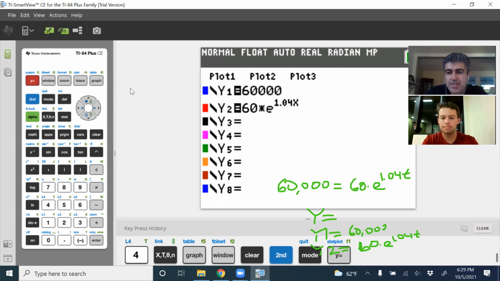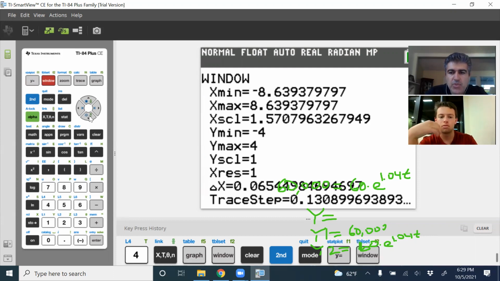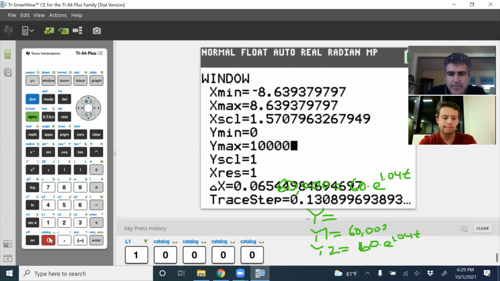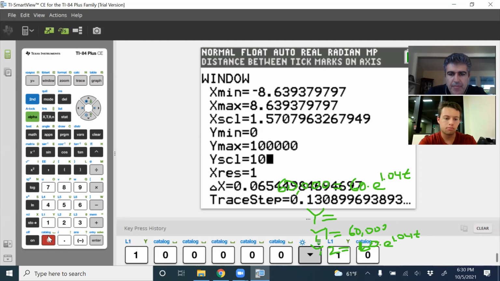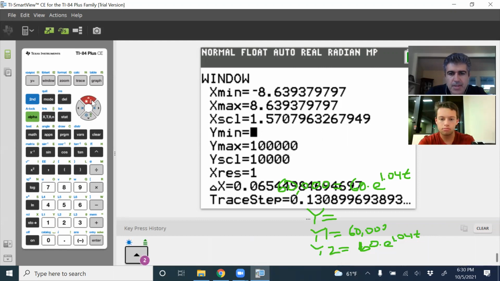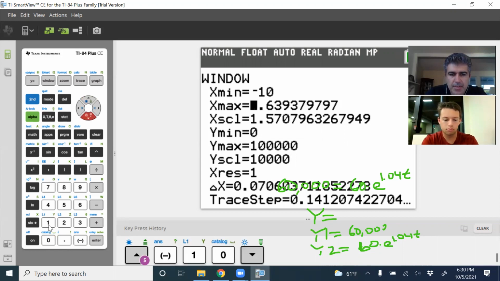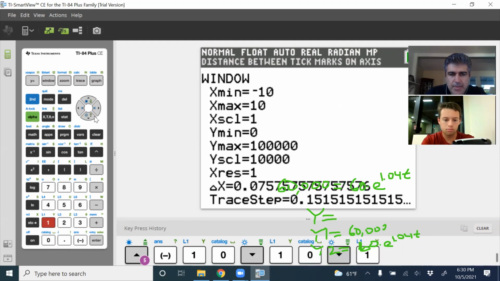The problem is we don't see y equals 60,000 because it's such a big number. We have to go to window and adjust the window so we can see 60,000. So I'm going to go all the way down to y min. I'll make y min 0, y max 100,000, and y scale 10,000. Your x could be really whatever. Maybe you do -10 and 10 and 1. That's kind of standard. It doesn't matter so much, but the y matters because I have to be able to see 60,000.